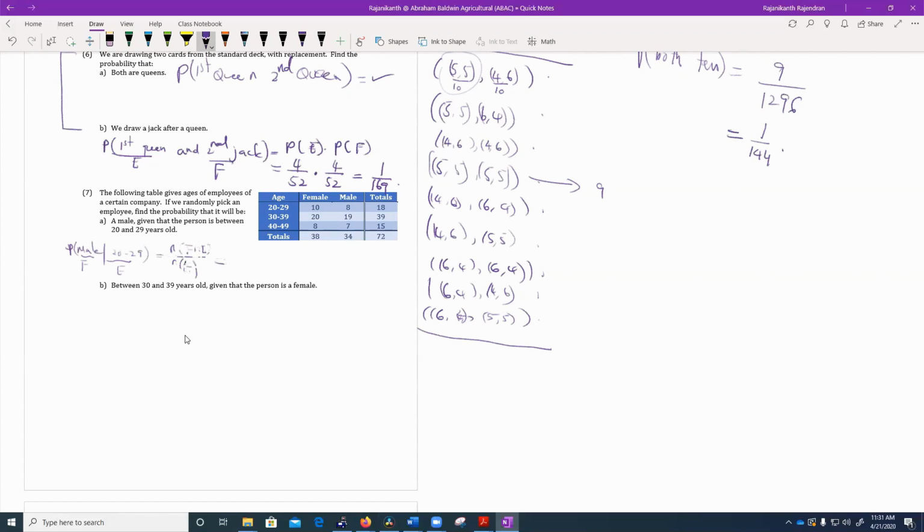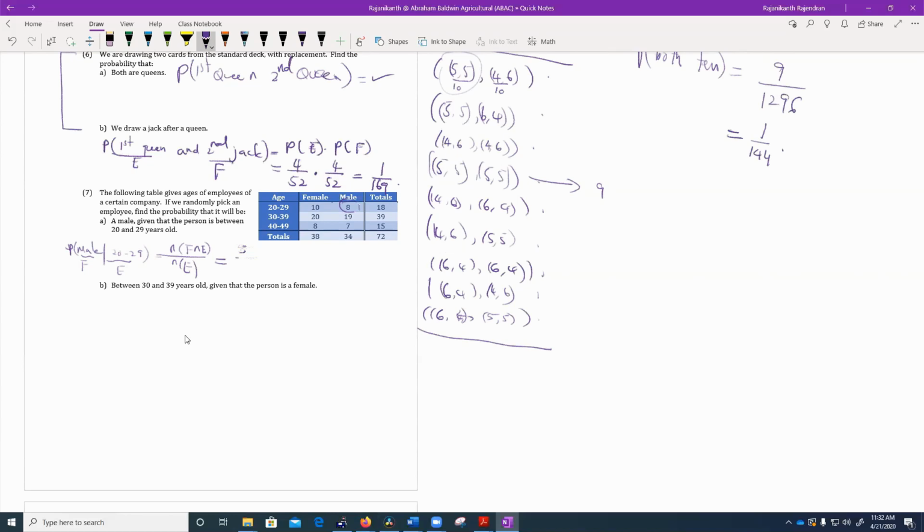Now ask yourself, what do we mean by the numerator here? The numerator says the number of outcomes from the event F intersection E, the overlap event. So my event F is the male. At the same time, that person should be between 20 to 29, but male. Should satisfy both. So I'm looking for age 20 to 29, but that should be a male. So it is going to be 8. So there are 8 persons. That is my numerator. Over the denominator is just event E.